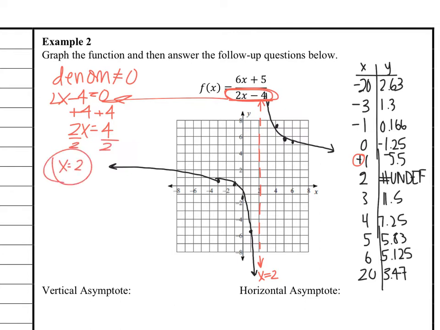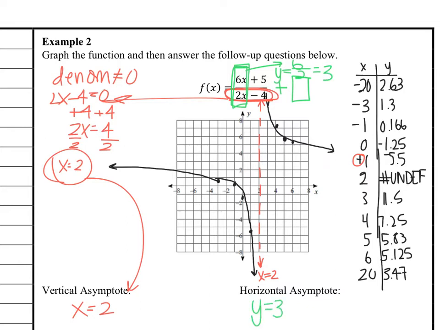So this is an asymptote, a vertical asymptote, because I am drawing the line vertically. The horizontal asymptote is normally found by looking at the shift over here, but there's no shift. So when there's no shift, what we do is we take the coefficients in front of the x terms. That would be 6 and 2. And we take that and we divide them. So 6 divided by 2 gives us y equals 3.